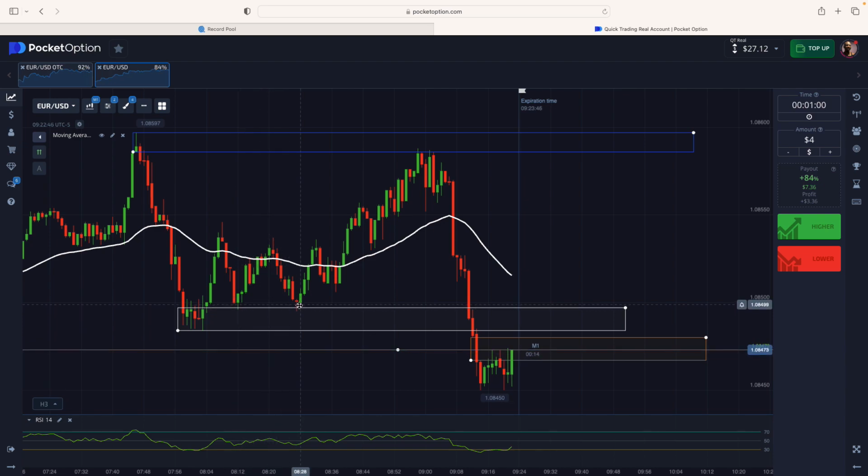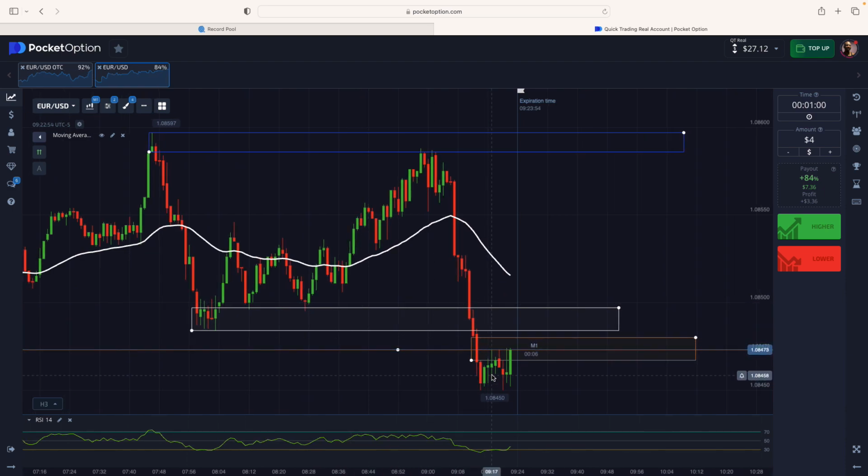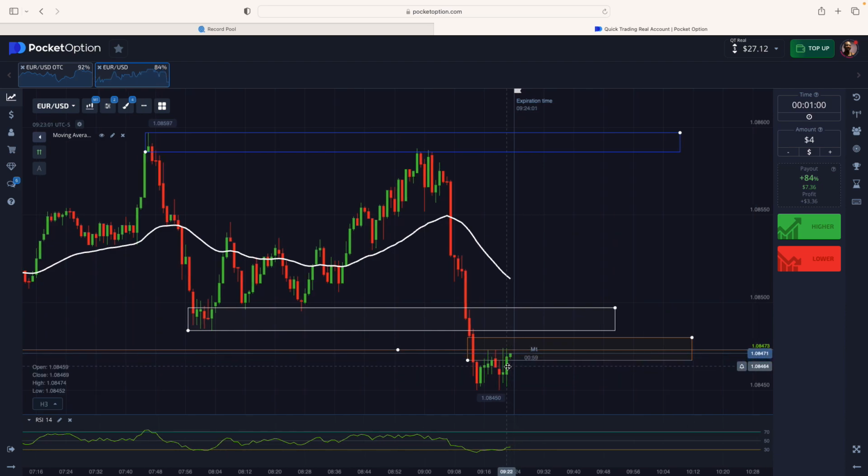So this is called the neckline. No, this is the neckline. Once this neckline is broken, it goes up. Let me see, it respected it. The green respected it. So now this next candle should be red. It's touching it. See how it touches it?